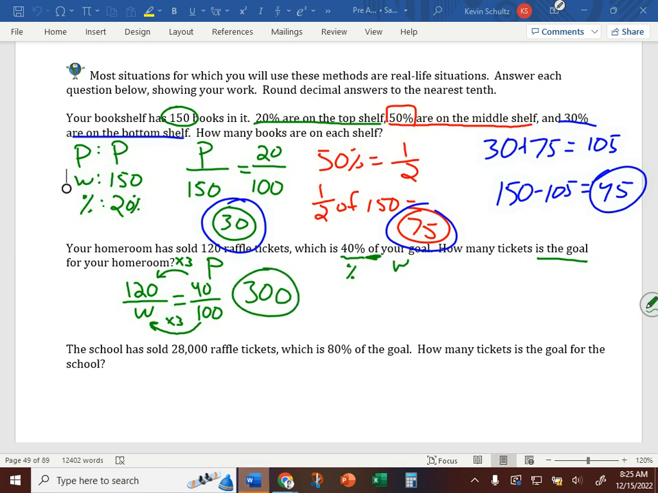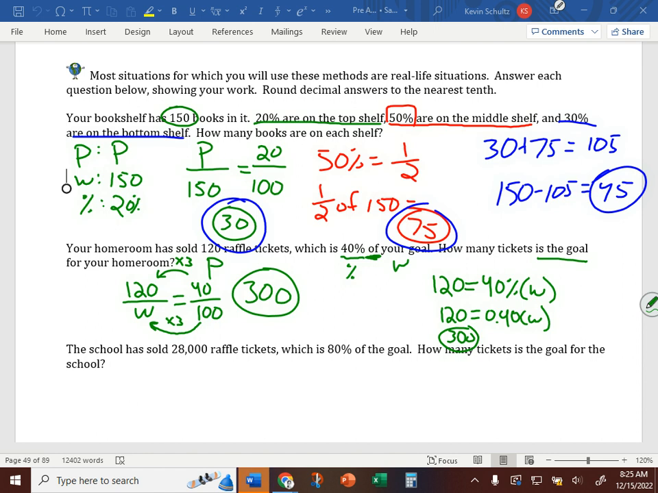Would cross products get you the same answer? Yes. Does 300 make sense here? Well, yeah, because if we've sold 120, which is less than half of the goal, 120 is less than half of 300. It makes sense, okay? If you use the equation method, your equation would look like this: 120 equals 40% times W. Convert 40% to a decimal. Opposite operations, divide both sides by 0.40, and we get 300 as an answer for that as well. Okay. Questions on this one?